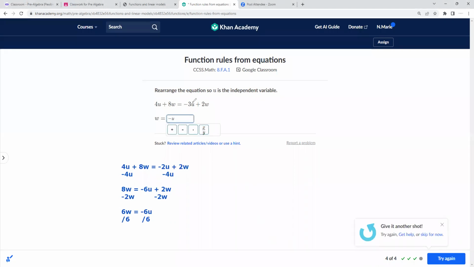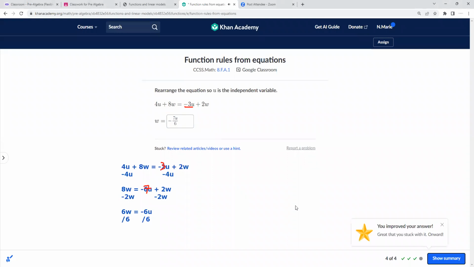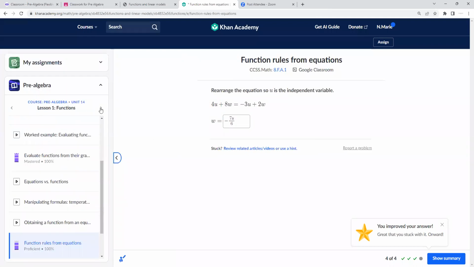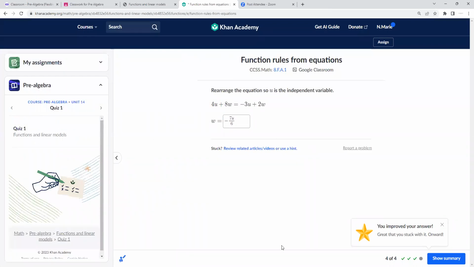Hold on, I must have done something wrong. Oh, this is a negative 3u. That's why. This should be a negative 3, so that should be a negative 7u. So w equals negative 7u over 6. Okay, make sure you put the correct number. And that's pretty much the first part of this unit. Very simple. Good luck.